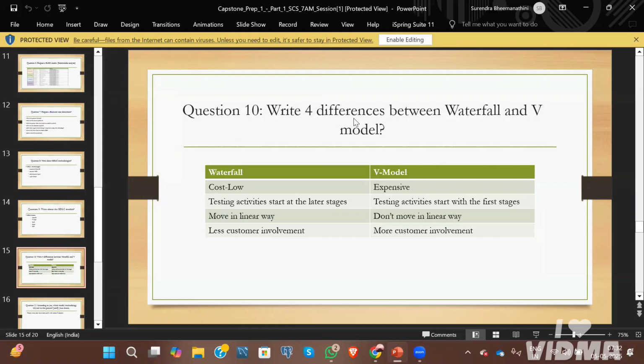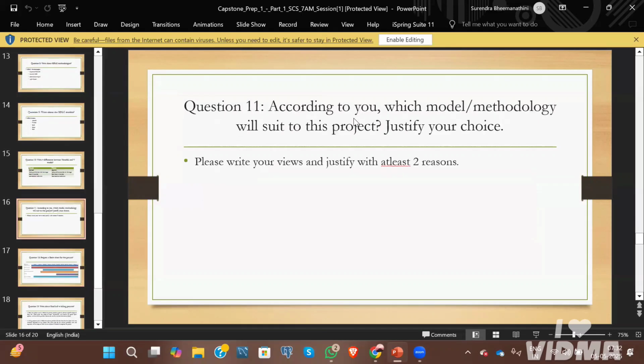So in this manner, you need to understand different kinds of models and methodologies for questions number 8 and 9, and you need to prepare the answers for them. Coming to the question: according to you, which model or methodology will suit this project? Justify your choice. As a BA, you should have an idea about these methodologies and models. For this question, you need to select any one model, like V, waterfall, or any other model. You need to justify to your evaluator why you selected this particular model for this e-commerce website project.